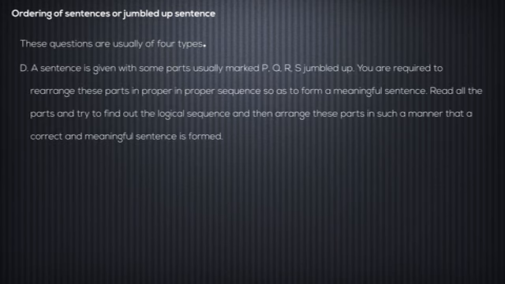In the fourth type, a sentence is given with some parts, usually marked P, Q, R, S, jumbled up. You are required to rearrange these parts in proper sequence so as to form a meaningful sentence. Read all the parts and try to find out the logical sentence, then arrange these parts in such a manner that a correct and meaningful sentence is formed.